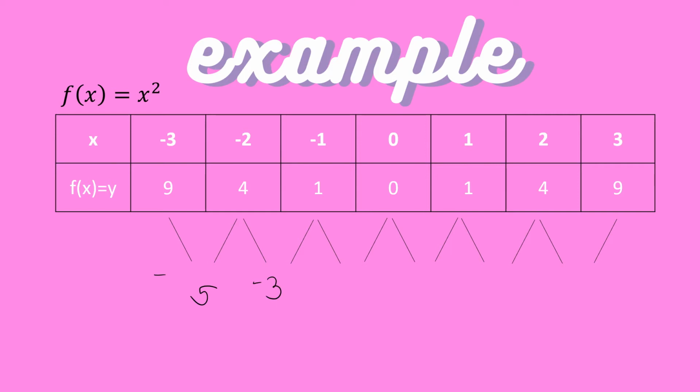0 minus 1 is -1. 1 minus 0 is 1. And then 4 minus 1 is 3. And the last one is 9 minus 4 is 5. So as you can see, our answers are correct. Next, we will find the second difference.